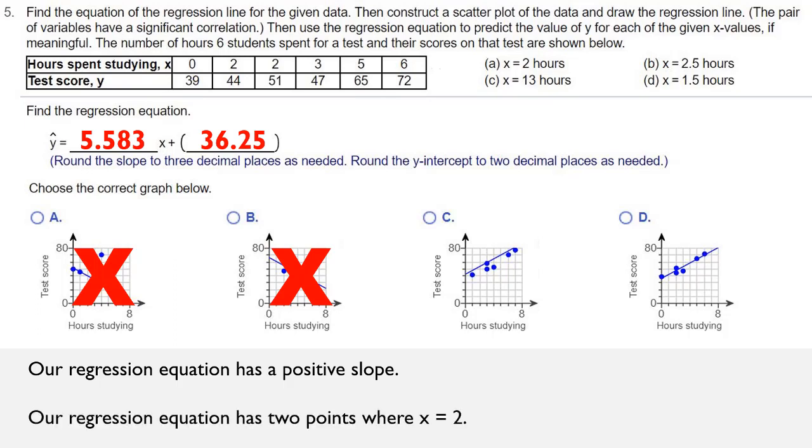Then our regression line equation will have 2 points where x is equal to 2. So if we look on the graph, graph C has, this is where x is 1, where x is 2, where x is 3. It has 2 points where x is 3, but it doesn't have 2 points where x is 2. So that means graph C is eliminated. So the correct choice here is graph D.